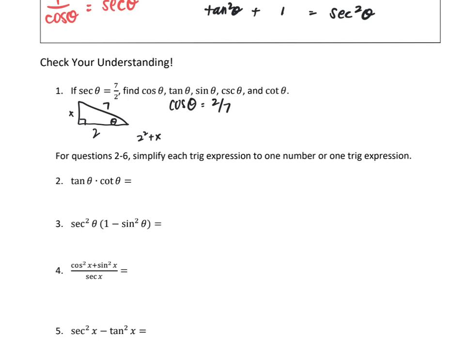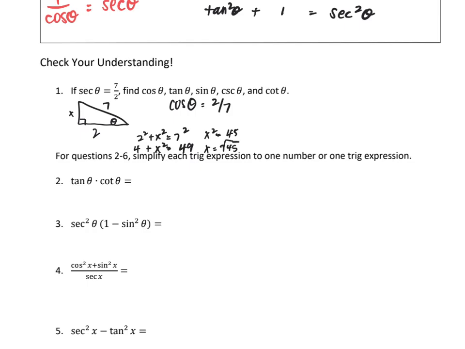2 squared plus x squared equals 7 squared. 4 plus x squared equals 49. X squared equals 49 minus 4, which is 45. And then x equals root 45.